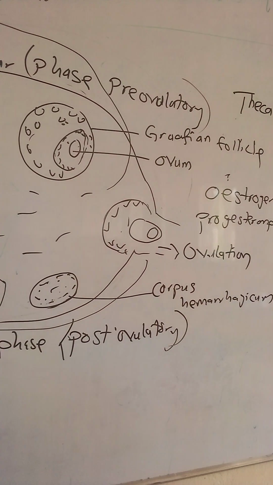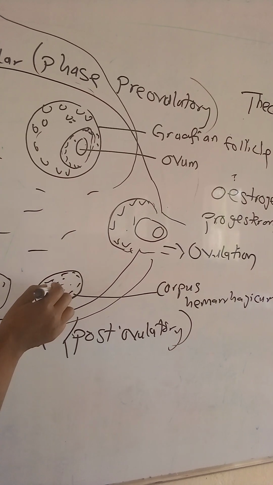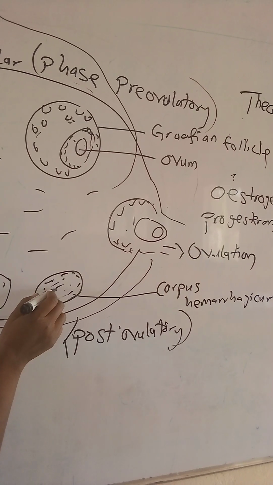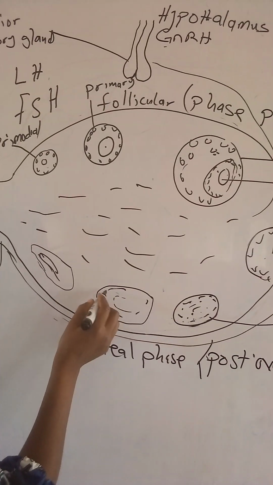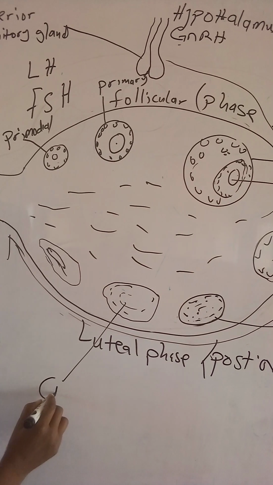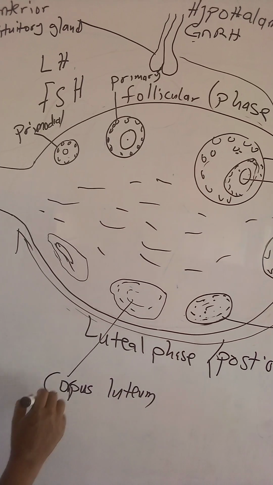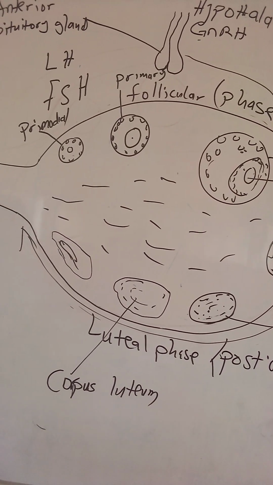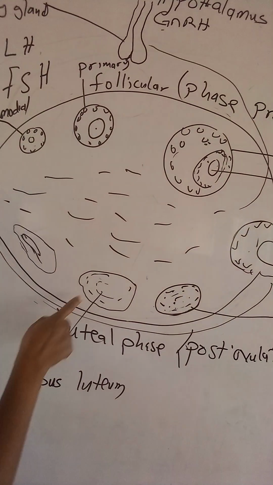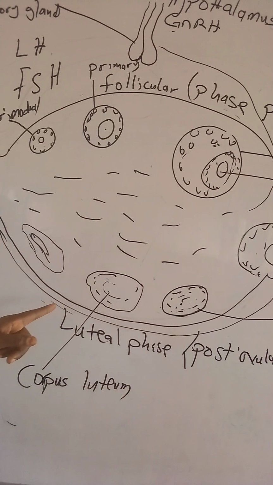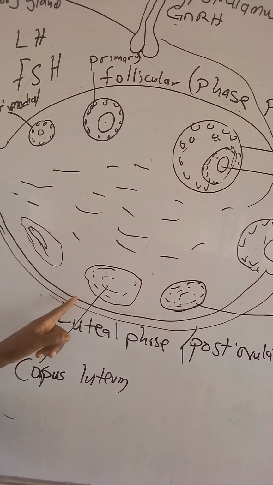Okay, it is filled up with blood, and later, as the process continues, the blood inside of this corpus hemorrhagicum will clot, and then the corpus hemorrhagicum will become filled up with a yellowish substance known as the corpus luteum. So the corpus luteum produces progesterone in higher amounts. Okay, it produces progesterone in order to maintain the activities of the endometrium, to thicken the endometrium.